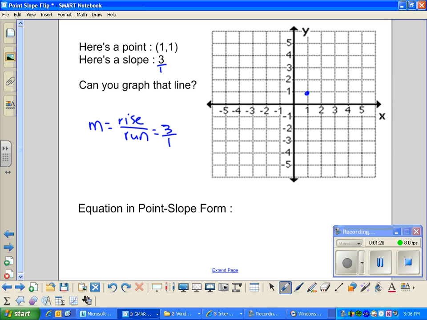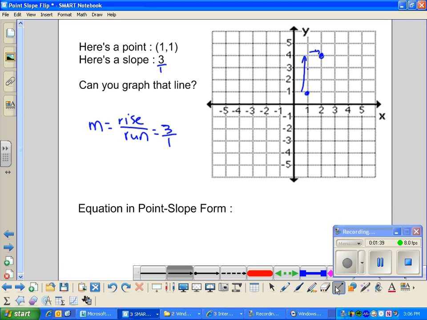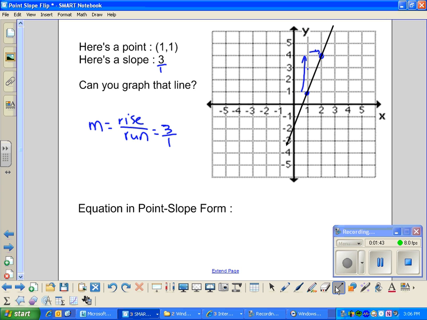So my rise is going to be 3. 1, 2, 3. And my run is going to be 1. And there's my second point. And I can graph that line. Okay. There you go. I can graph that line. You do the same. Now, where it says equation in point slope form, skip that for now. We're going to come back to it.